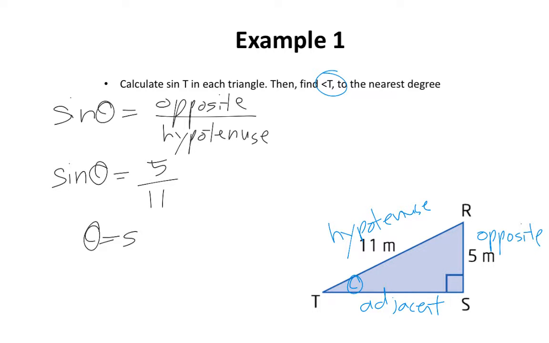So, you need to go sine inverse of 5 over 11. And remember, you do need a scientific calculator to do this. And that turns out to be approximately 27 degrees. Therefore, angle t to the nearest degree is 27 degrees. And you'll notice that I've called it theta. You can call it t if you want. It doesn't really matter.